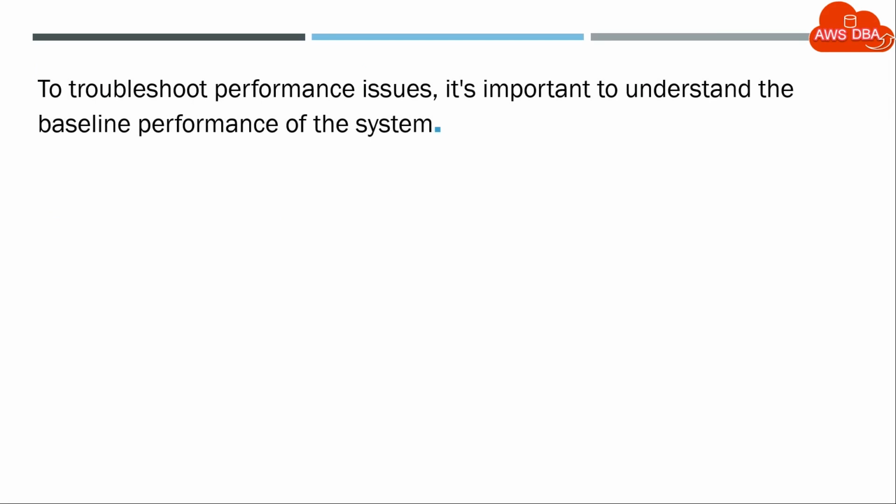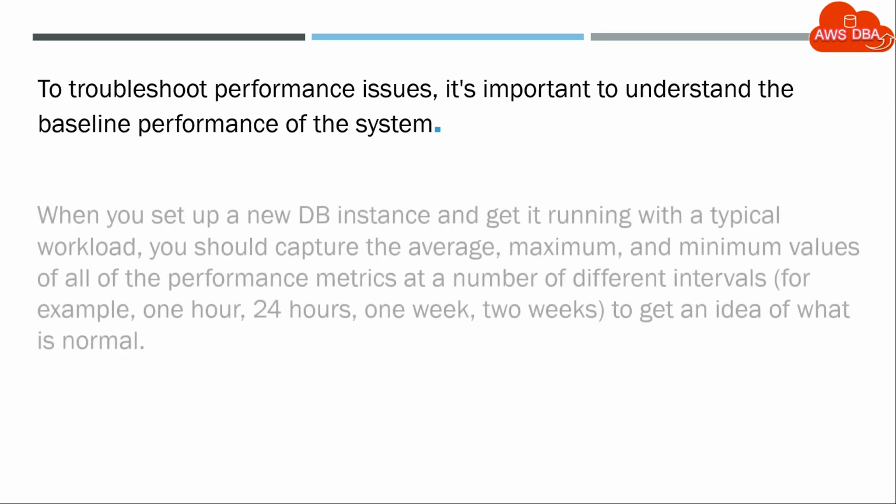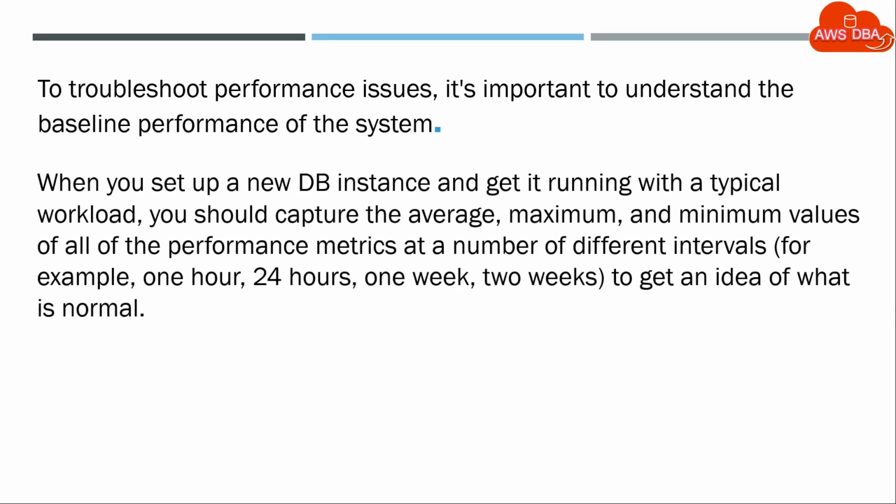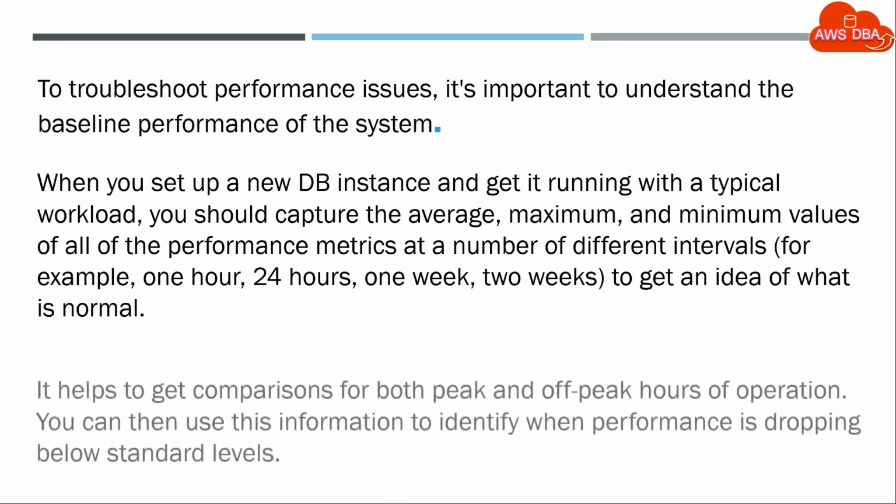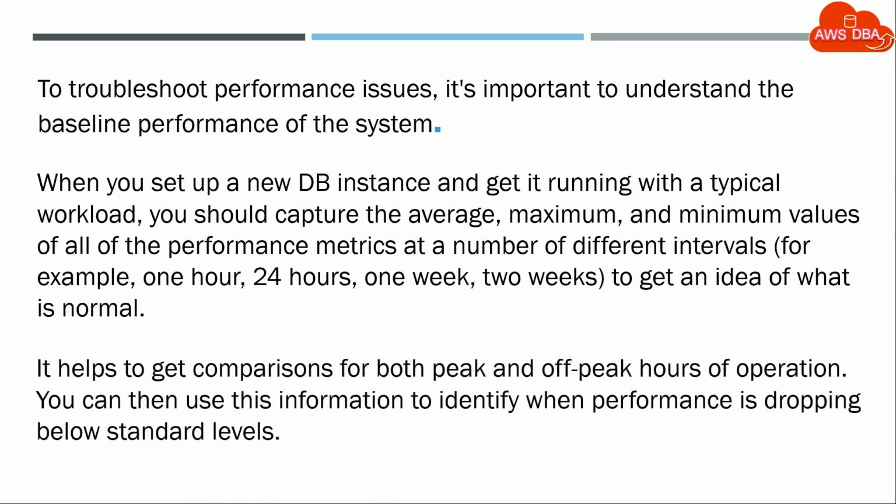To troubleshoot performance issues, it's important to understand the baseline performance of the system. When you set up a new DB instance and get it running with a typical workload, you should capture the average, maximum, and minimum values of all of the performance metrics at a number of different intervals, for example, 1 hour, 24 hours, 1 week, 2 weeks, to get an idea of what is normal. It helps to get comparisons for both peak and off-peak hours of operation. You can then use this information to identify when performance is dropping below standard levels.